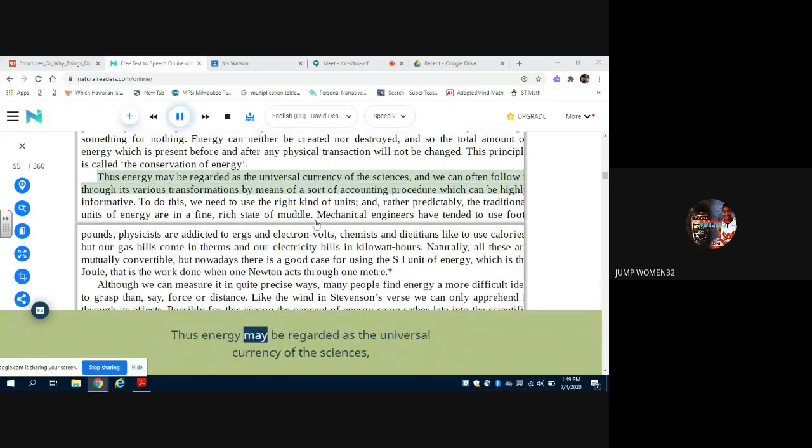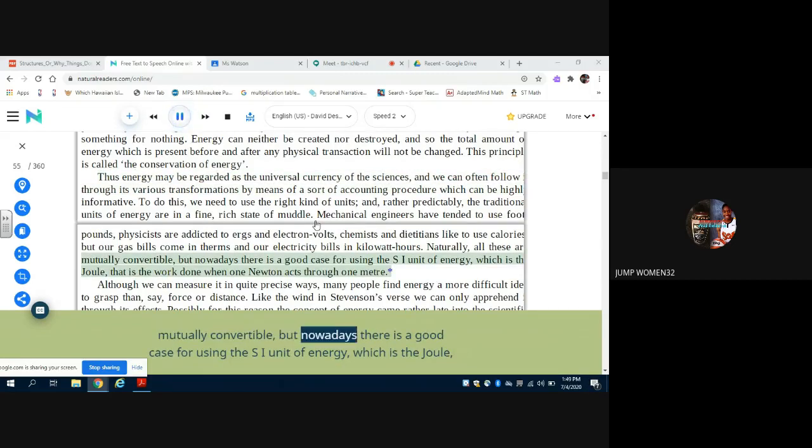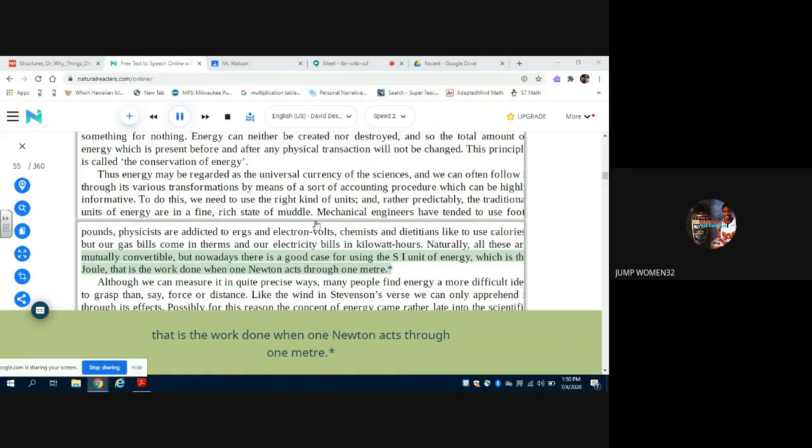Thus, energy may be regarded as the universal currency of the sciences, and we can often follow it through its various transformations by means of a sort of accounting procedure. The various units of energy are highly mutually convertible, but nowadays there is a good case for using the SI unit of energy, which is the joule, that is the work done when 1 newton acts through 1 meter.